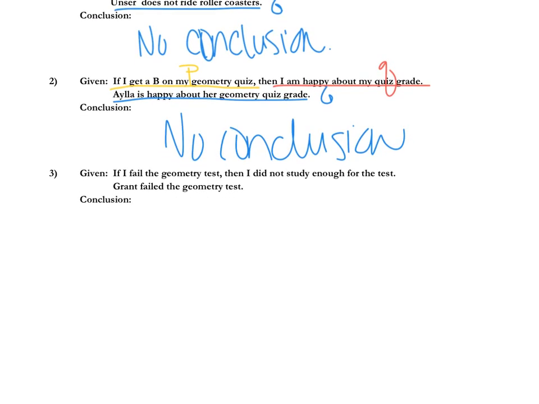Okay. If I fail the geometry test, that's our P, then I did not study enough for the test. That's the Q. The given, Grant failed the geometry test. Is that the P or the Q? Hopefully you said the P. So since the hypothesis came true, then that means that the conclusion is also true, which would be Grant did not study enough for the test.